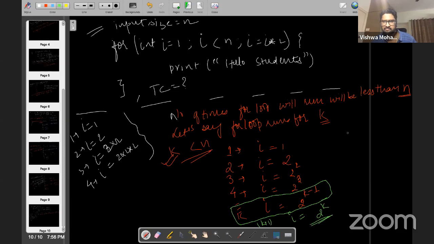And this is the place where the value of i will become greater than or equal to n, because till the time the value of i is less than n, this loop will keep running, right? So the time it breaks out of the loop, the value of i would have become greater than or equal to n. And what is the value of i? The value of i is 2 to the power k, that is greater than or equal to n.